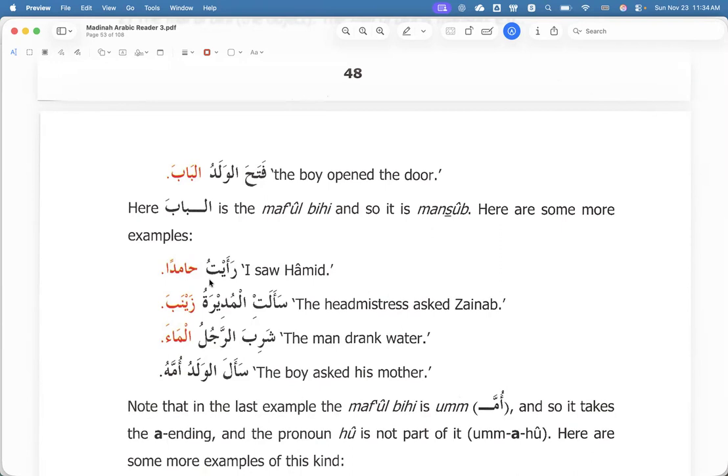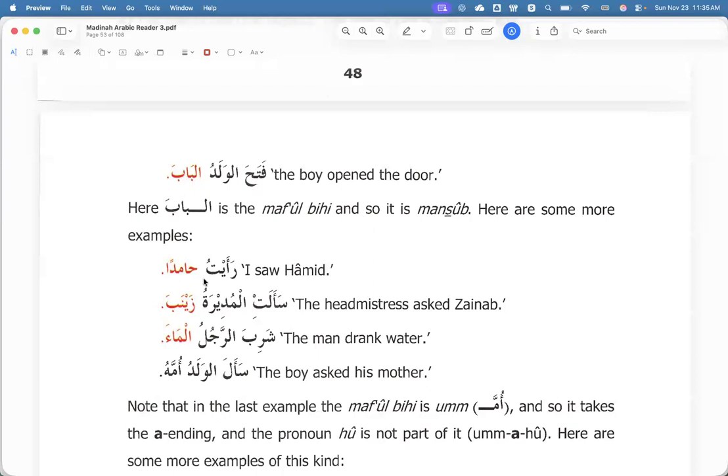Ra'aytu, I saw Hamid. Since I is already part of the verb, you can say ana ra'aytu, but remember the fa'il in the first person, this is first person, right? Ra'aytu, I saw. Since it's the first person, I'm not going to need a subject. I'm not going to need a fa'il. I already know it's about me. I'm talking about me, an action that's done by me. Ra'aytu, I saw.